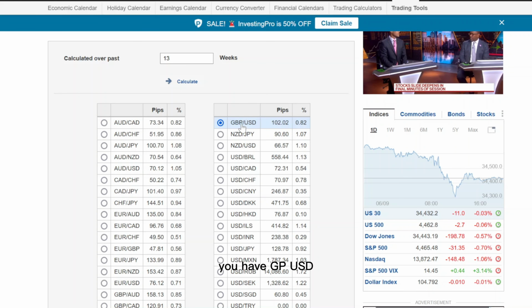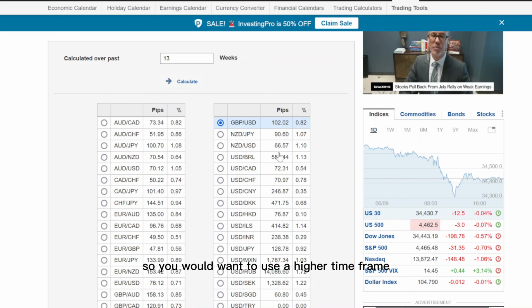So in this instance, you have GBP USD. It moves 102 points per day for the last 13 weeks. And then you have smaller pairs like your GBP, where it only moves 47 points. So the higher the amount of points it moves per day, the higher the volume. So you would want to use a higher time frame. Your macro, micro, and your entry would be a bit higher.